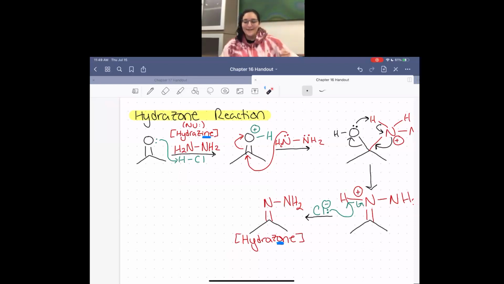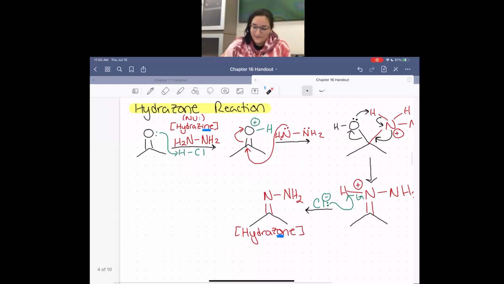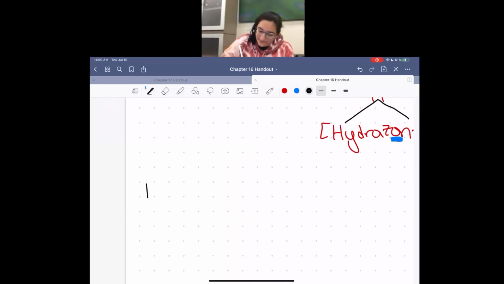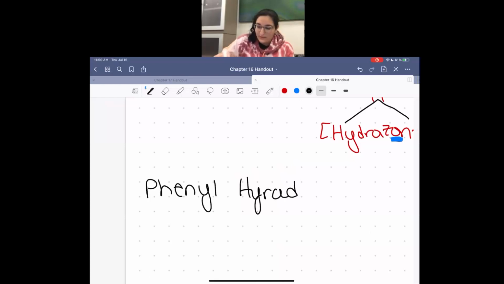Okay. So yeah, that's pretty much it for this reaction. So the next one is very similar. We're going to call it the phenylhydrazone reaction.